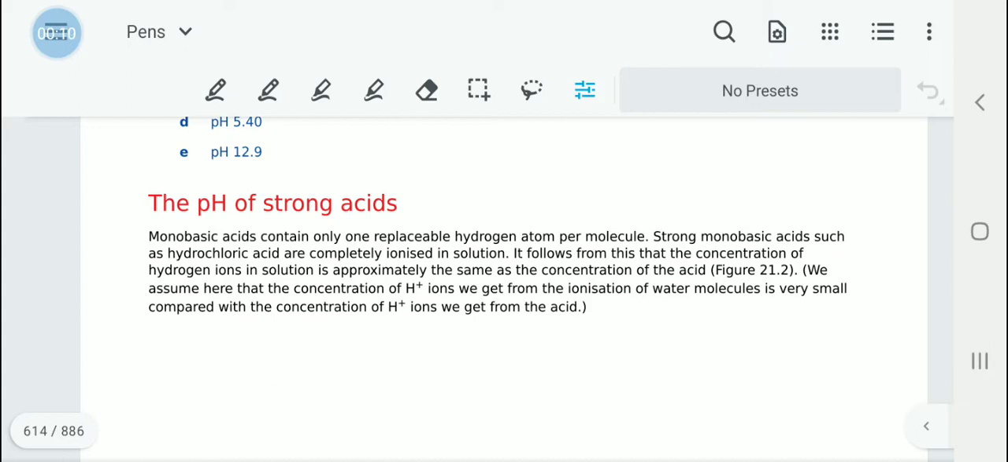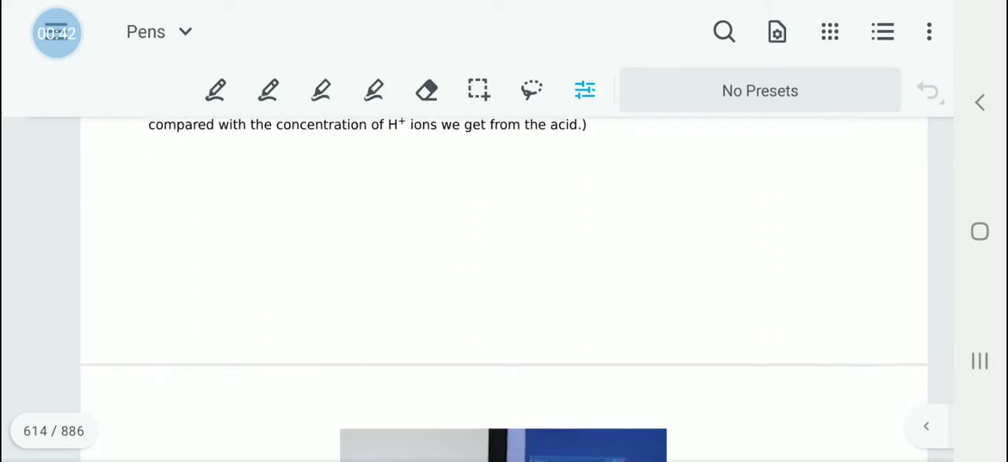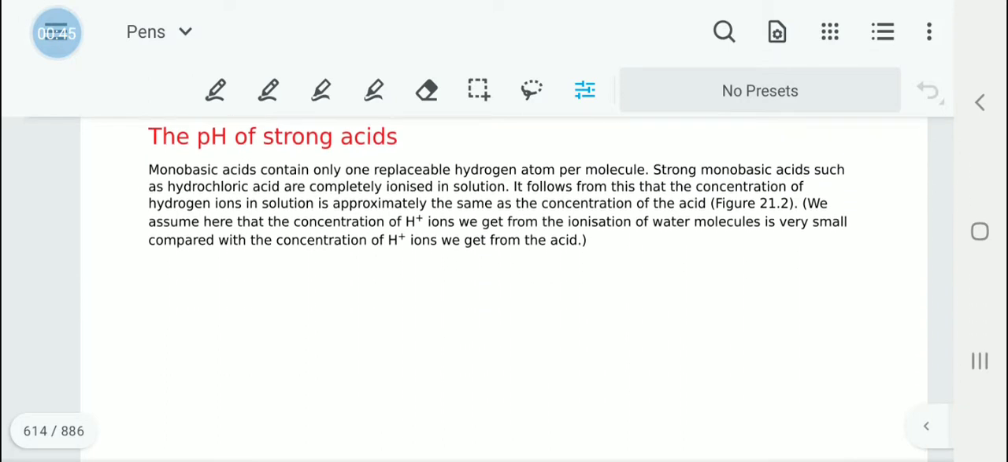Now we know that strong acids are completely ionized in solution. And we also discussed monobasic acids. Monobasic acids mean acids like HNO3 and HCl, which have only one hydrogen atom per molecule. So the concentration of hydrogen ions would be approximately equal to the concentration of the acid. With that assumption, we find the pH value of a strong acid.